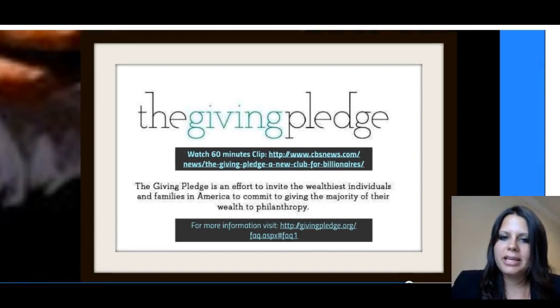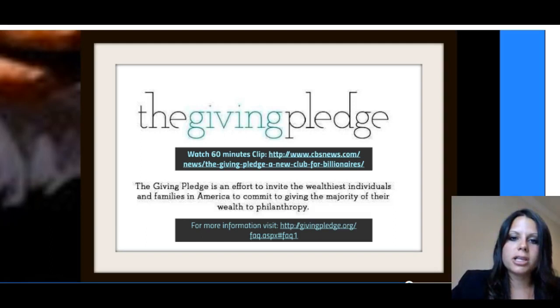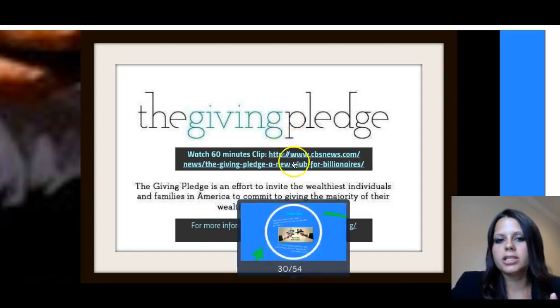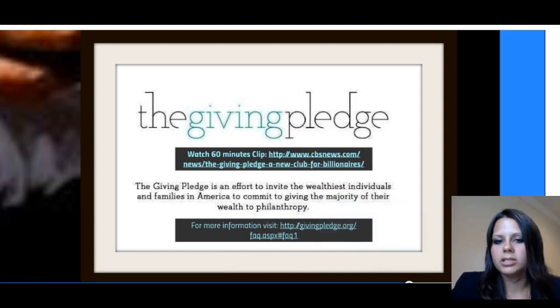One other piece that you might be interested in is what's known as the Giving Pledge, which is an effort to, like Dan Price did, invite the wealthiest individuals and families in America to commit to giving the majority of their wealth to philanthropy when they pass. So you can take a look at thegivingpledge.org. You'll see billionaires on there, like Mark Zuckerberg of Facebook, offering to donate their earnings when they do pass to philanthropic causes. So it's a really interesting area. There's a 60 Minutes clip on it if you want to take a look at CBS News, and then you can go to thegivingpledge.org as well.